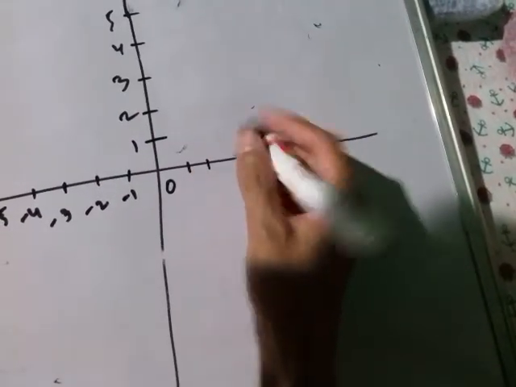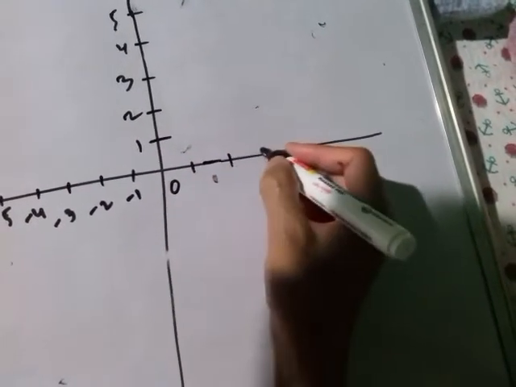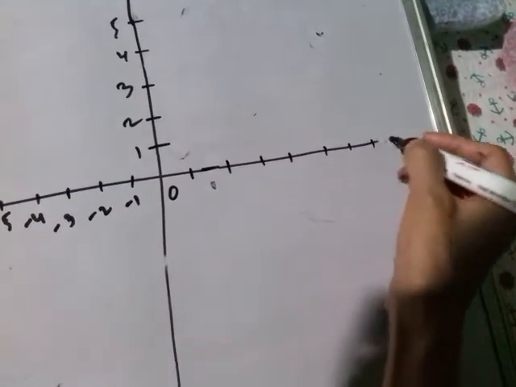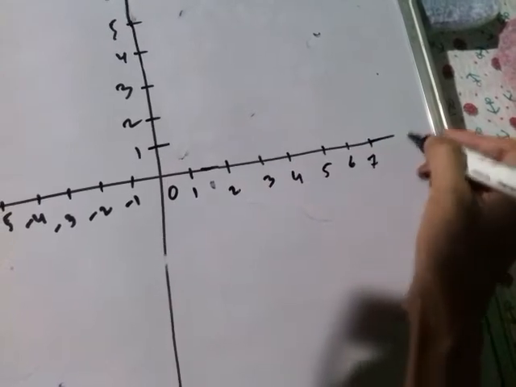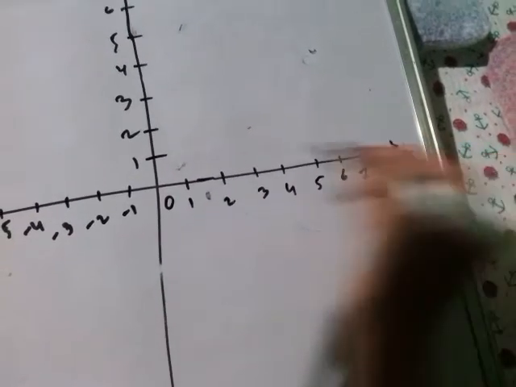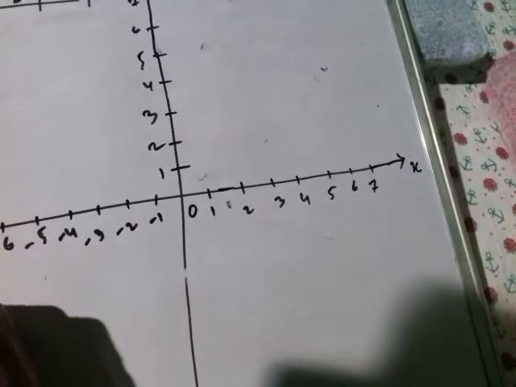So here will be 1, after that 2, 3, 4, 5, 6, 7. So here will be 1, 2, 3, 4, 5, 6, 7. So why have I put negative and positive here?